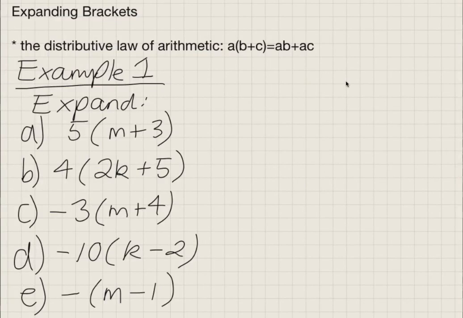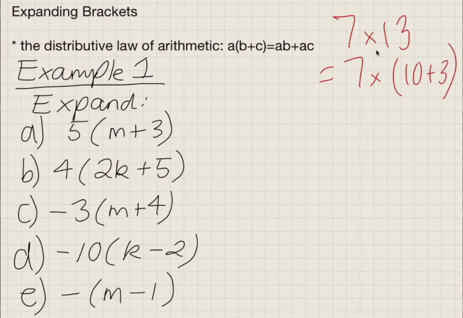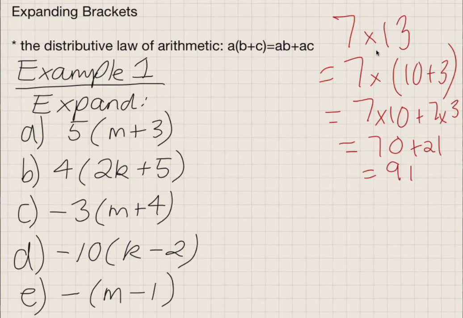In this video, we are going to look at expanding the brackets, and to do that we will use the distributive law of arithmetic, which says a times (b plus c) is the same as ab plus ac. So for example, if I was to say 7 times 13, we know that's the same as 7 times (10 plus 3), because 10 plus 3 is 13, and then that's the same as 7 times 10 plus 7 times 3, which would be 70 plus 21 gives 91.